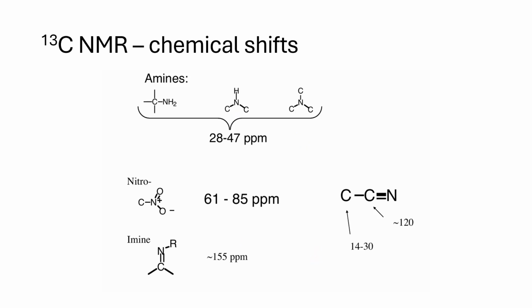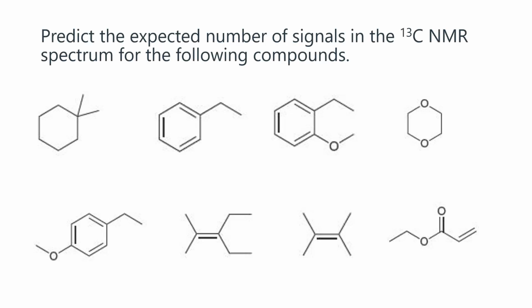I'm going to skip that. Where are the carbons? Depending on whether they have an electron withdrawing group, they're going to be affected by that, and nitro as well. Problems like this could simply ask, what is the expected number of signals?